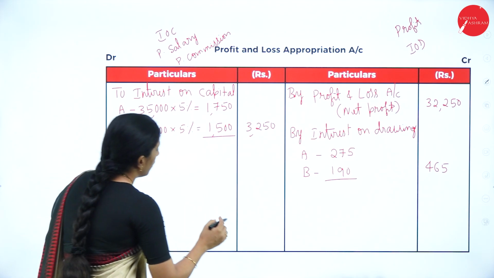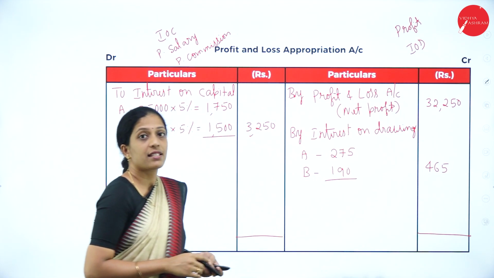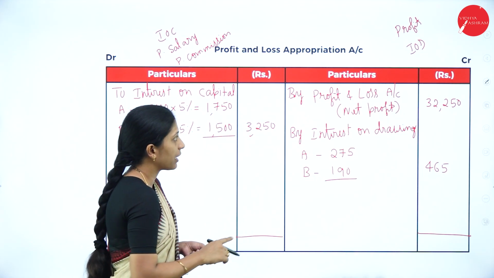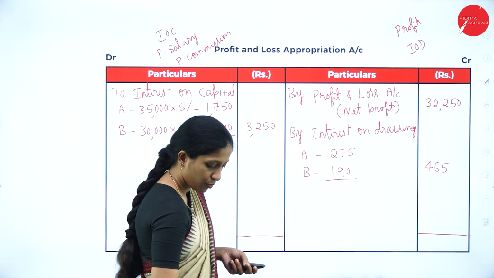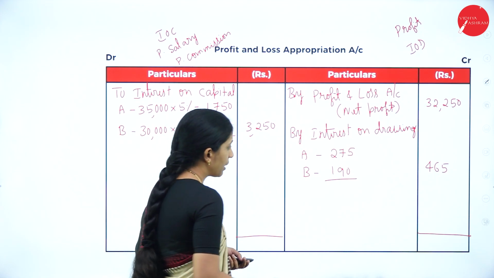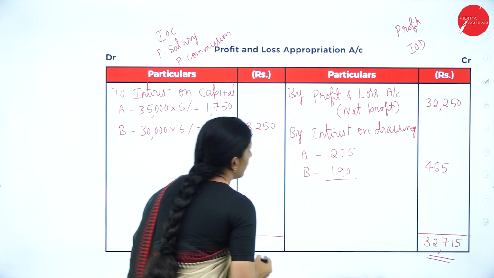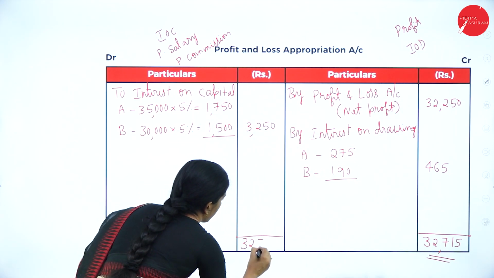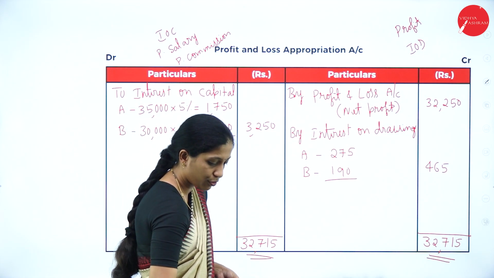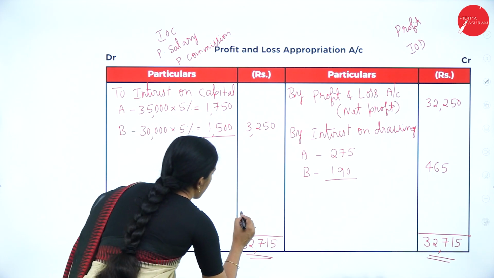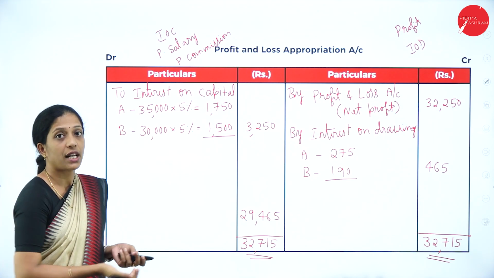So what you have to do is balance both the sides, and the balancing figure will be transferred to partners capital account. 32,250 plus 465 will be 32,715. 32,715 minus 3,250 will be 29,465. Now your credit side is more than debit side.